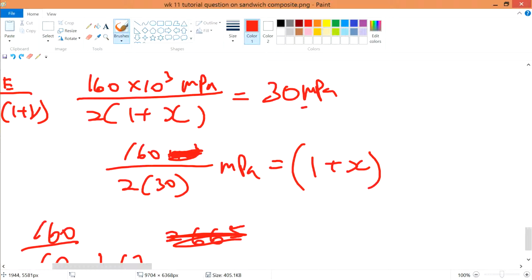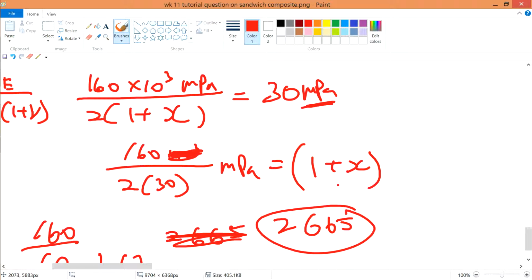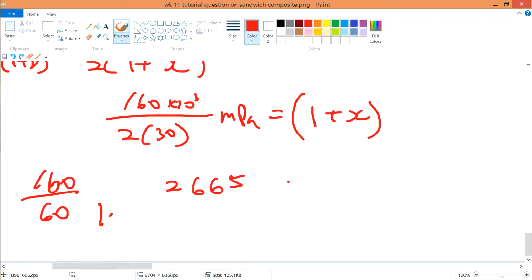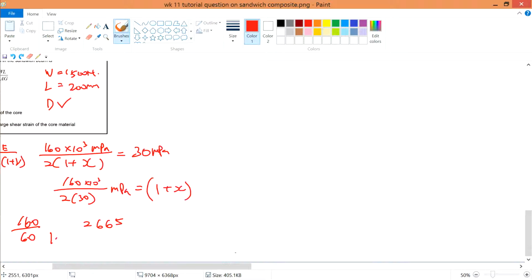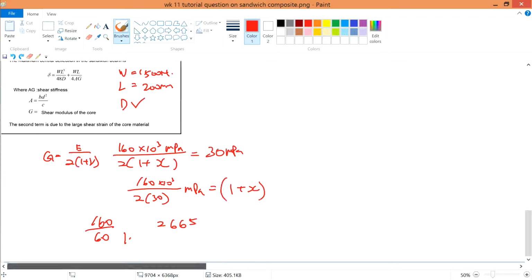Yeah, his answer is in terms of 30 megapascal. So the Poisson ratio can't be 2665, right? Something is wrong again. See, everything is wrong. I don't know. Anyway, you get the meaning of it. So you need to calculate.